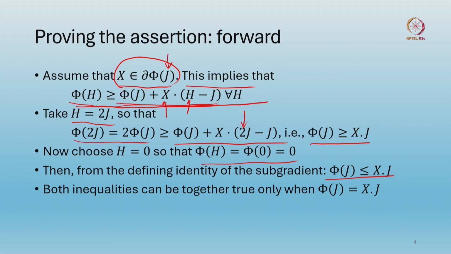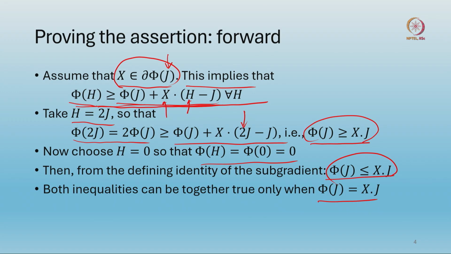So, we have two contradicting assertions. Once we get phi j greater than or equal to x inner product j, then we get phi j less than or equal to x inner product j. Both can be simultaneously true if and only if they are equal, right. So, therefore, phi j is equal to x inner product j. So, the assertion is proved in the forward direction.